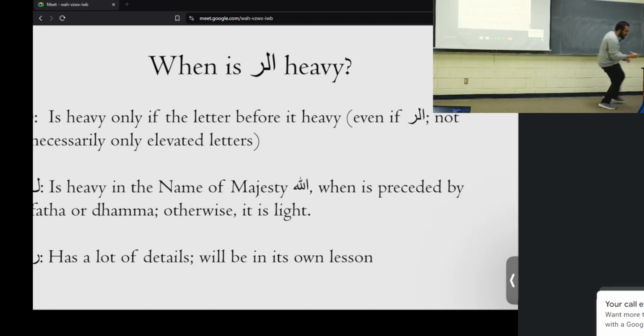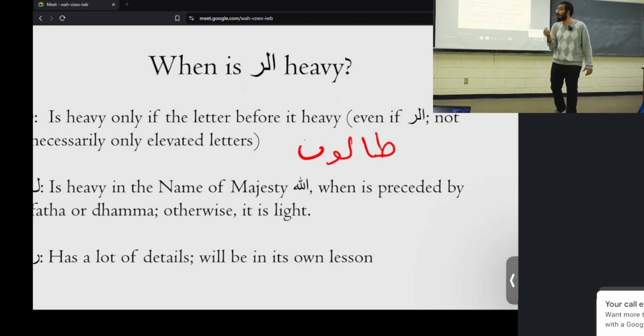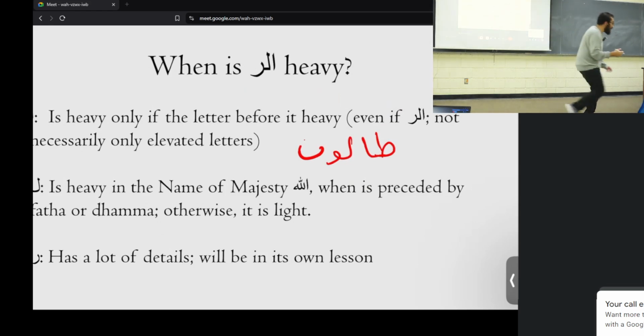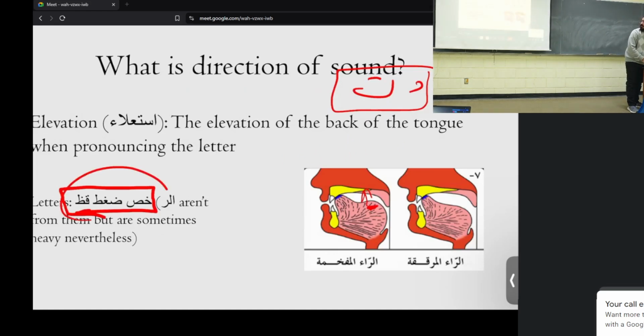So the example I'm giving the whole time is Talut. The alif here, Ta, but the alif is not part of these letters. They're not here. Right? So alif, lam, and ra have exceptions, where sometimes they are heavy and the back of the tongue goes up.